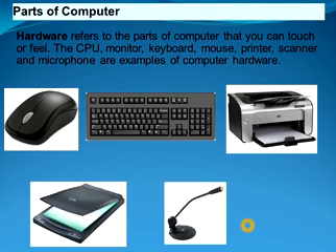Parts of a computer. Mainly there are two parts of a computer, hardware and software. Hardware refers to the parts of a computer that you can touch or feel. The CPU, monitor, keyboard, mouse, printer, scanner and microphones are examples of computer hardware.